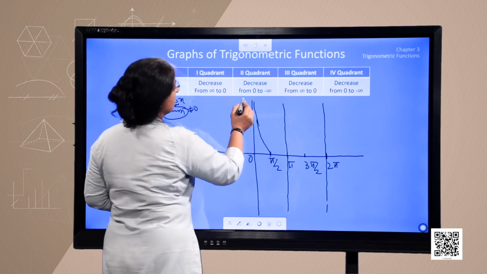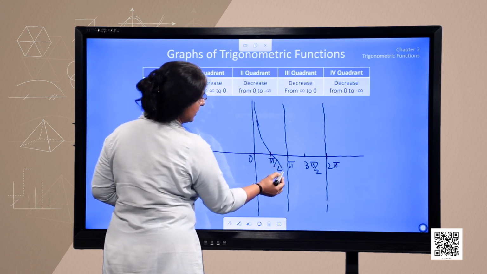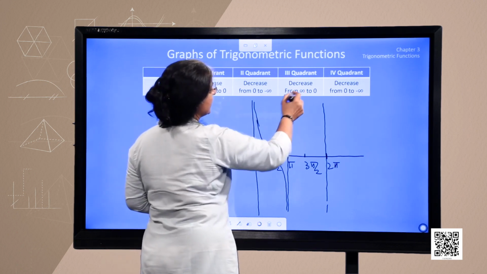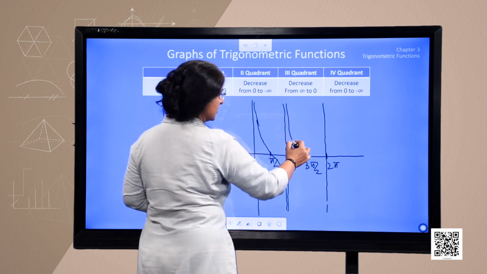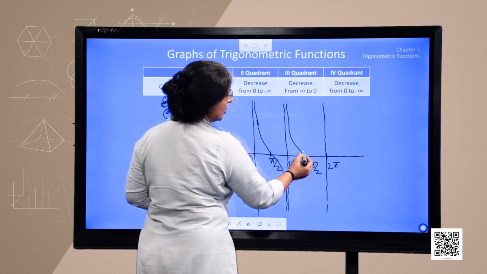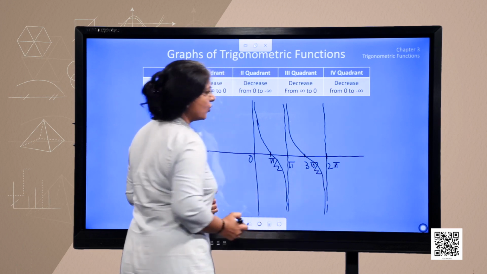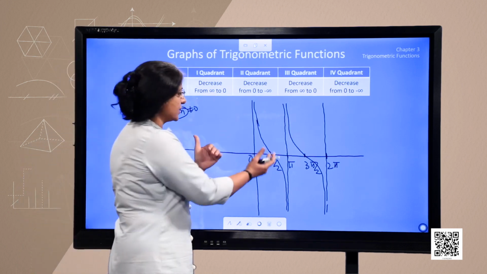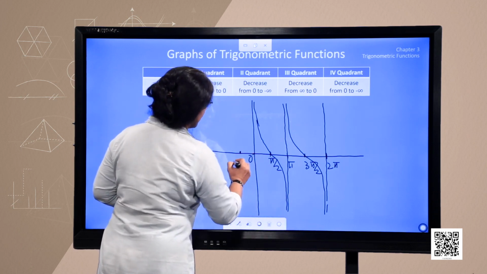infinity to 0, and in the second quadrant from pi by 2 to pi, it decreases from 0 to infinity, and in the third quadrant it again decreases from infinity to 0, same pattern goes like this, and in the fourth quadrant, that is from 3 pi by 2 to 2 pi, it goes from 0 to minus infinity. Though graphs of tangent and cot appear similar, they are just opposite, and you can see from the graph in the negative direction also.